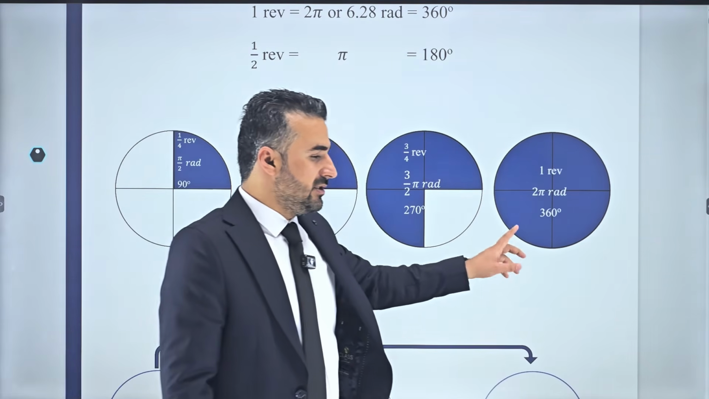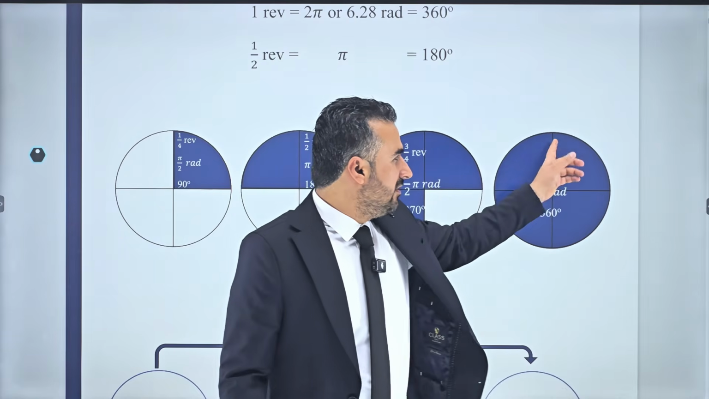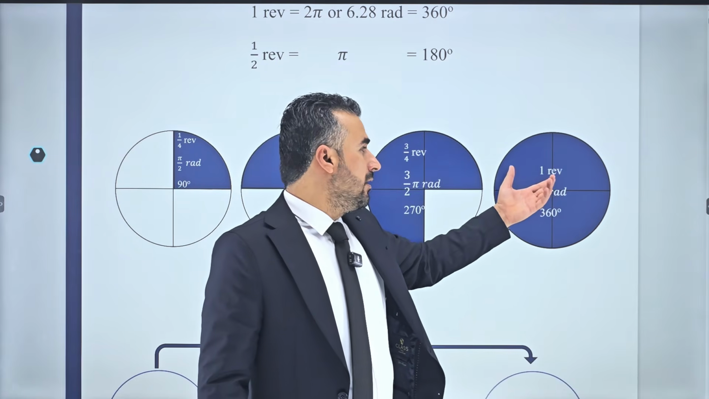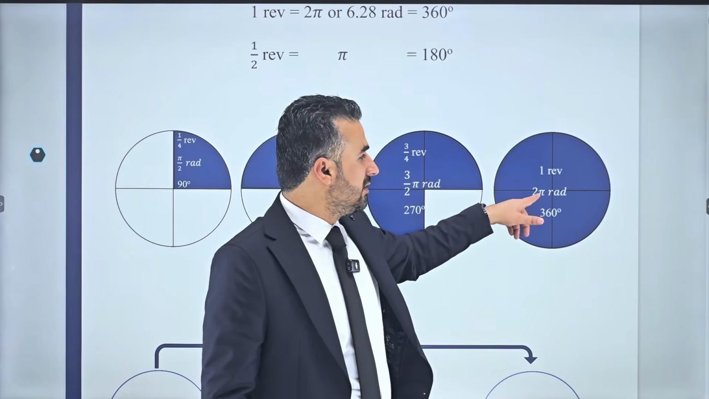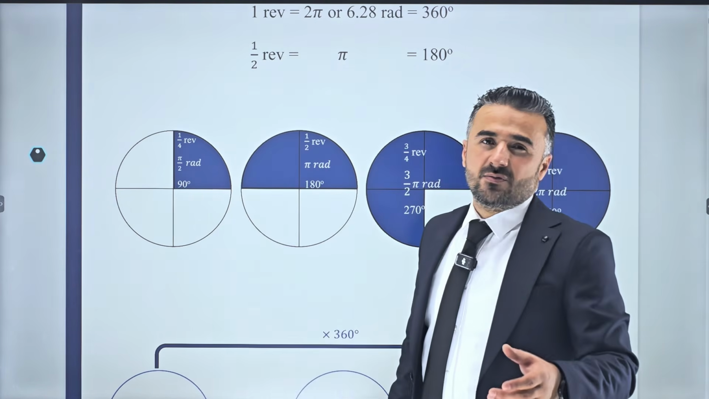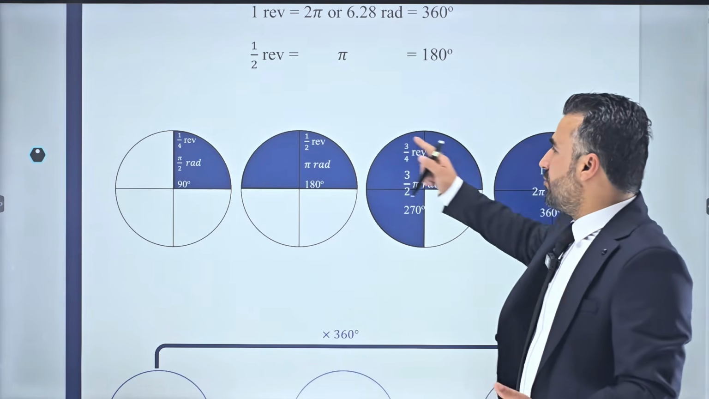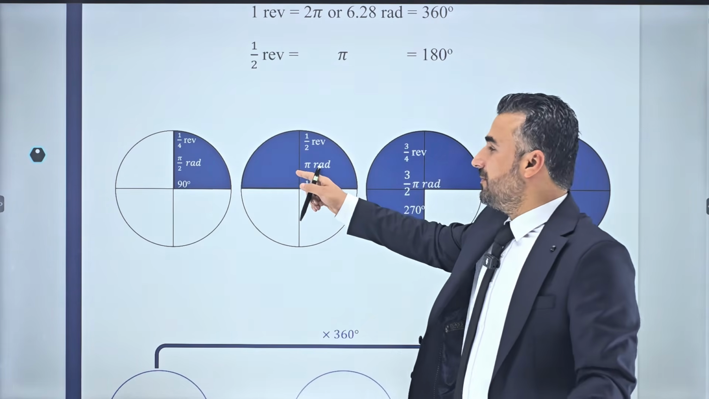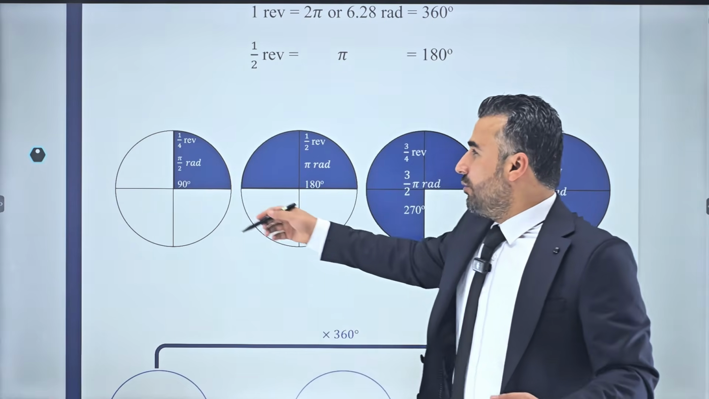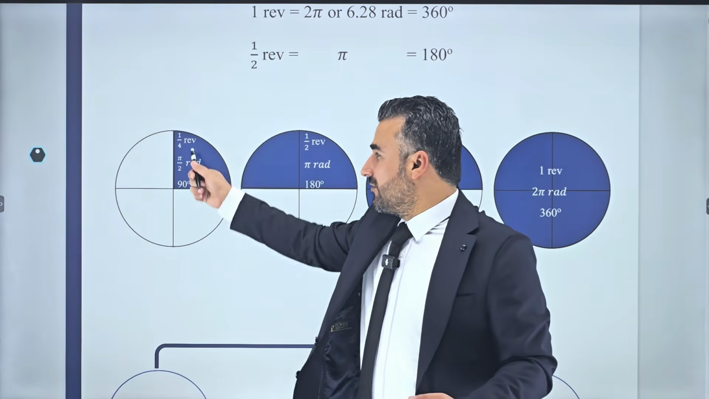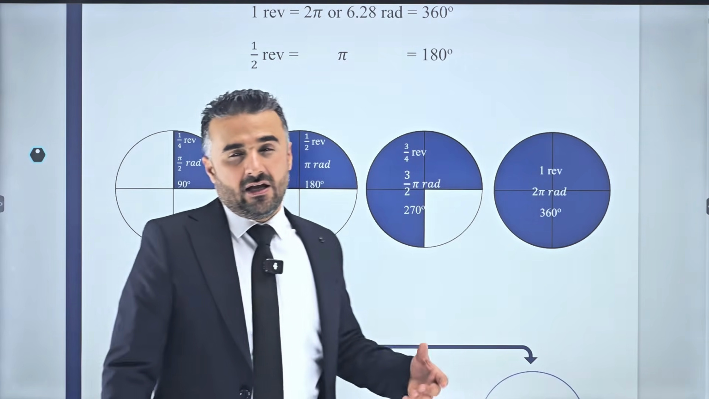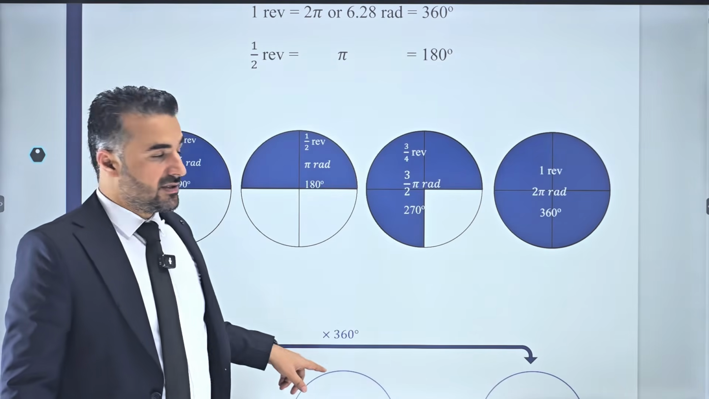Now, this is something I would like you to know. When an object is moving in a circle, if it completes one full circle, that is one revolution, which is equal to 2 pi radian, and that is equal to 360 degrees. What if it is making half a circle? Well, what is half of one rev? That would be 0.5, or 1 over 2. Half of 2 pi is pi, and half of 360 is 180. What if it is just a quarter? That is 1 over 4 of a rev, that is pi over 2 radian, and that is 90 degrees. And if it is 3/4, these would be the numbers.